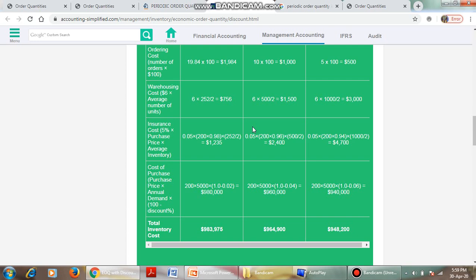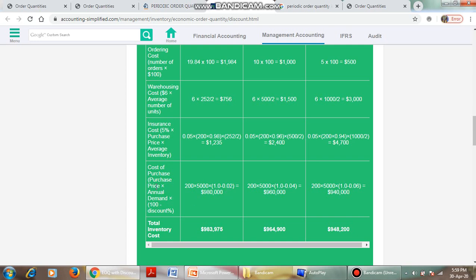Okay, then the next one is insurance cost. Insurance cost is 0.05 into 200 into 0.98 into the average, 252 by 2. So that we get here, the same for 500, the same for 1000. Then the cost of purchase is 200 units into 5000 annual demand into 1.0 minus 0.02.